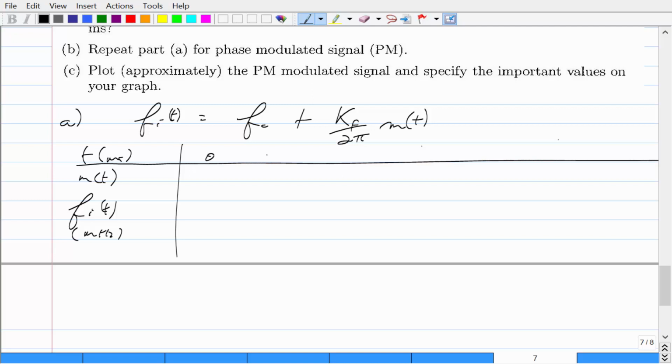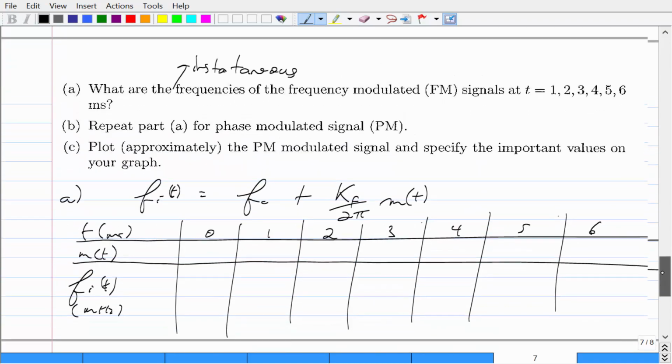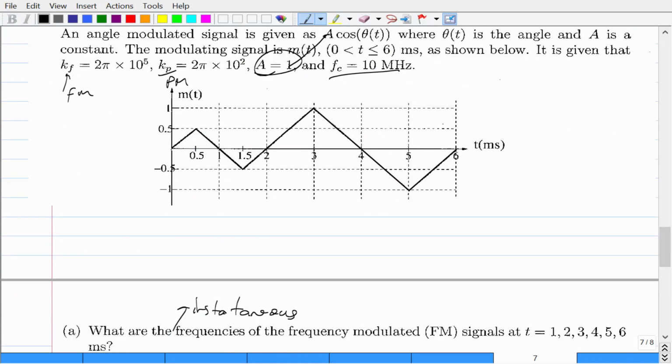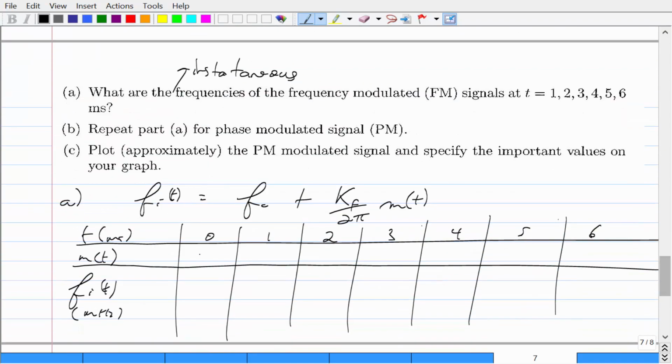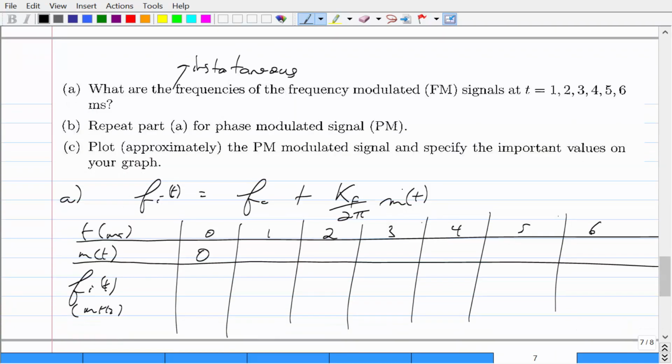So you have 0, 1, 2, 3, 4, 5, and then 6. We need to figure out what these frequencies are at each of these time points. So whatever the message signal is here, and then the instantaneous frequency. So at 0, the output is simply 0. Let's go through this one at a time. Remember, the instantaneous frequency relies on the message signal.